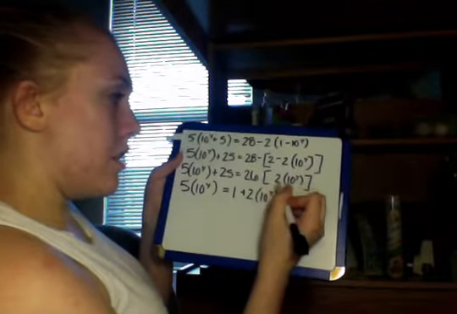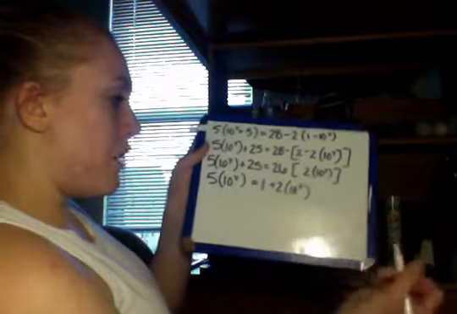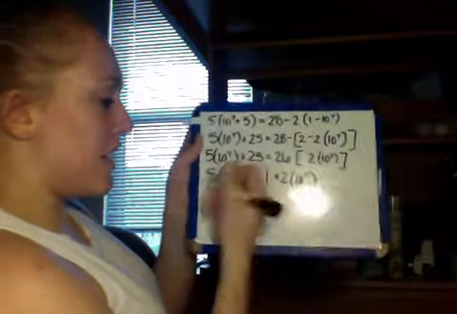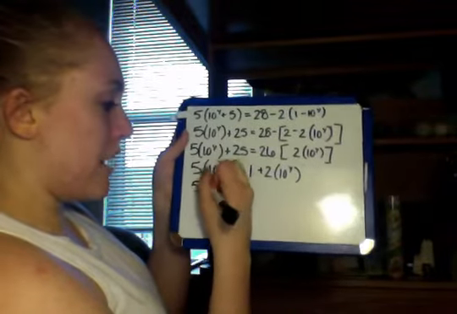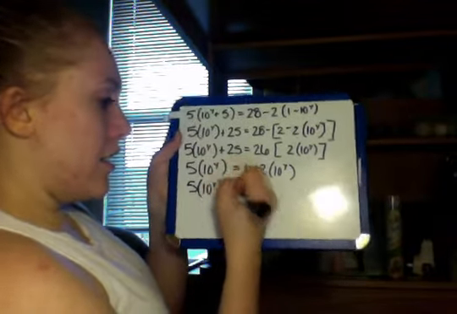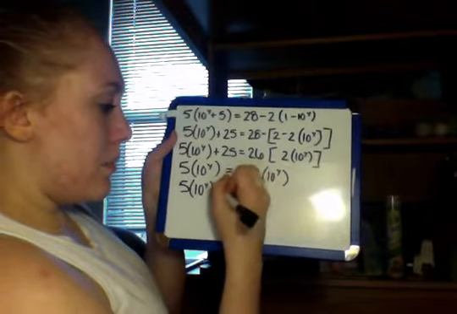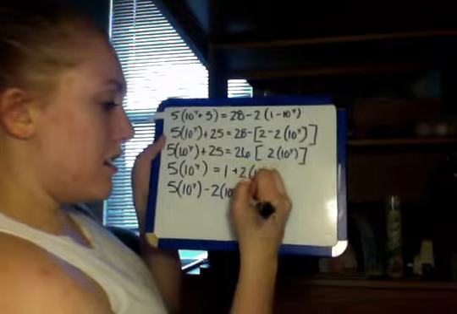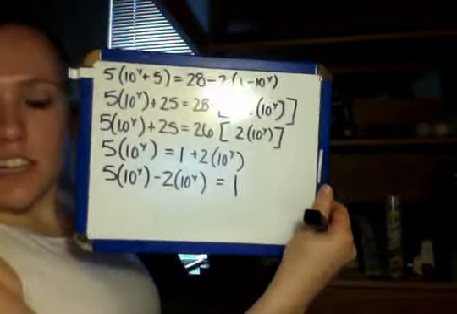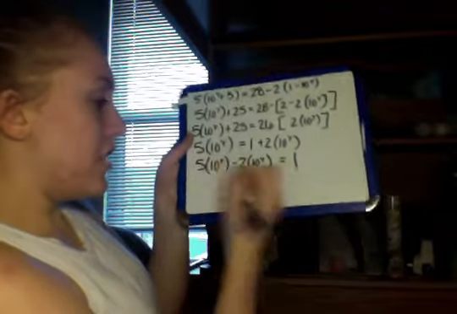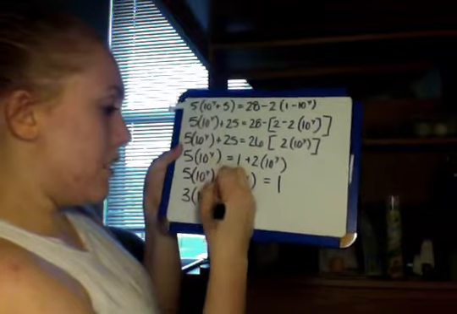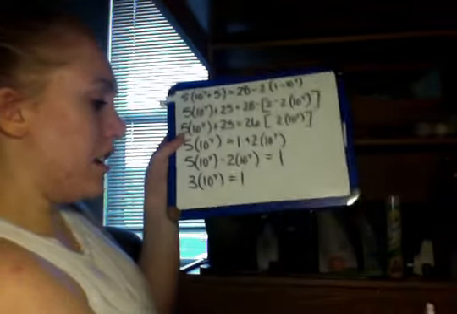Alright, so what we're going to do here is subtract 2 times 10 to the y from each side, so we're going to rewrite it as 5 minus 2 times 10 to the y equals 1. And this is where it's going to get really simple. Because it's 5 minus 2, we're going to make that a 3. 3 times 10 to the y equals 1.